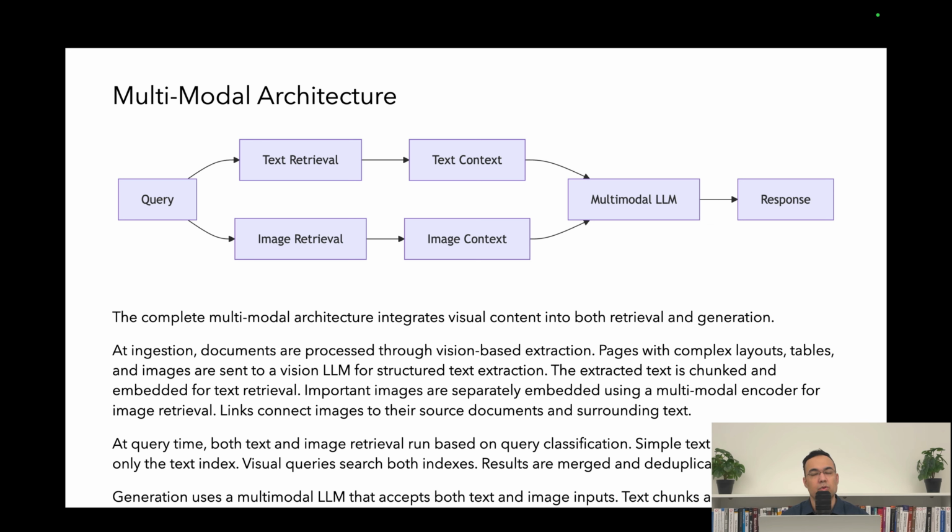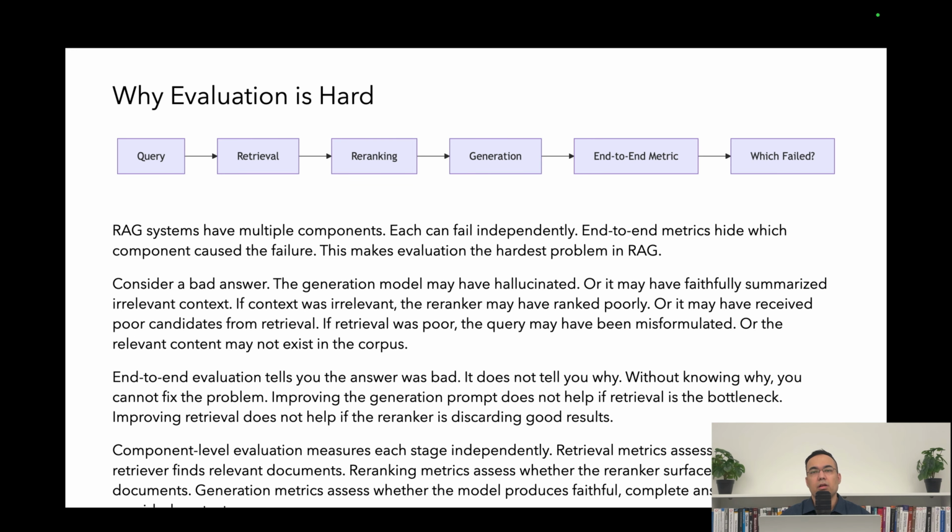Decorative images and logos may add noise without benefit. Now let's move to the evaluation, which is where most production teams are weakest. Let's talk about why evaluation is the hardest problem in RAG.